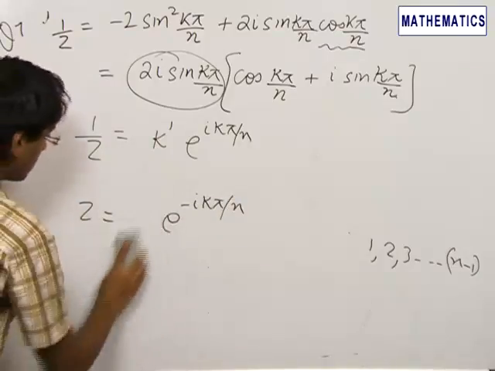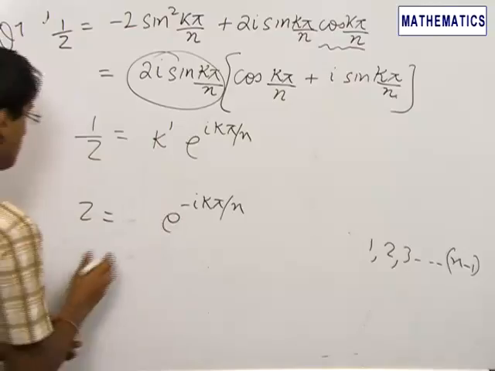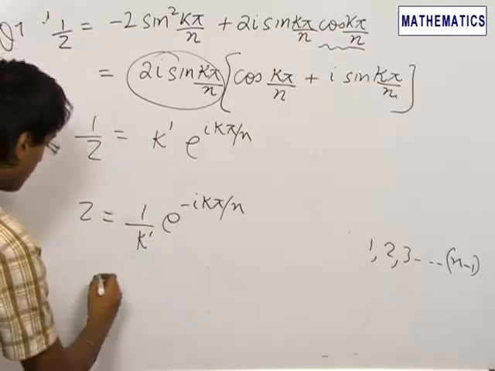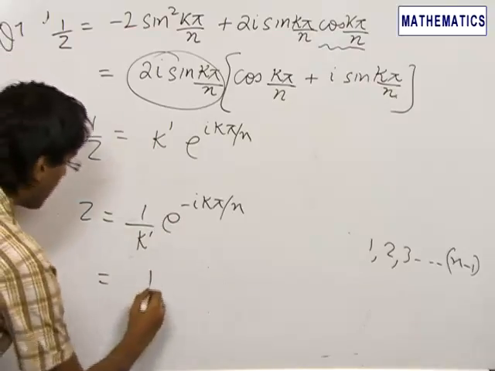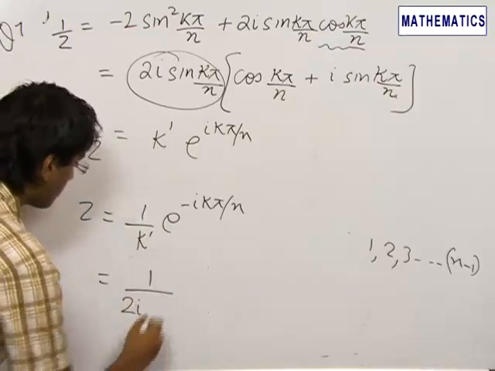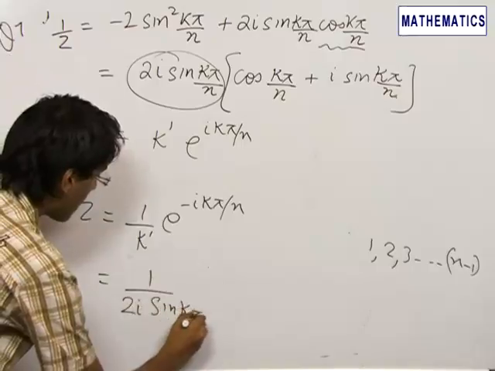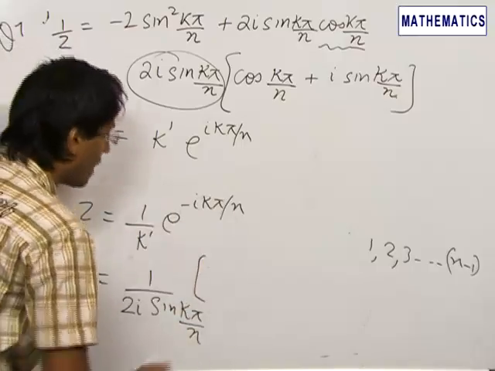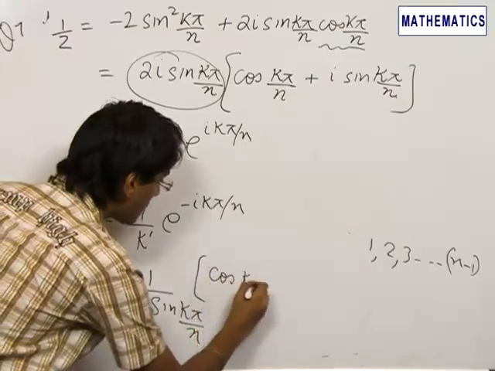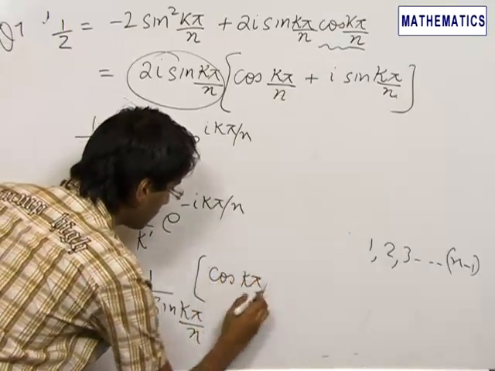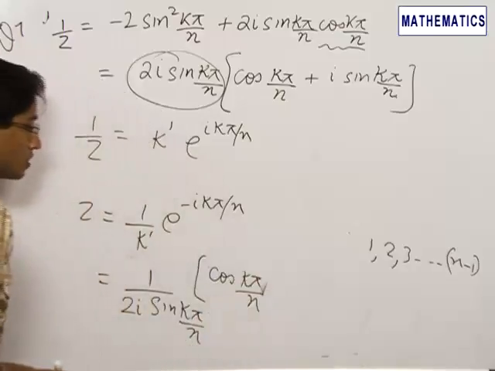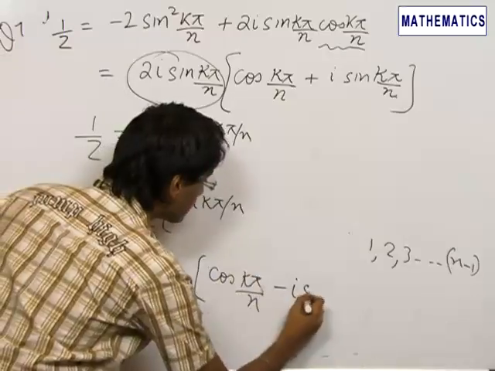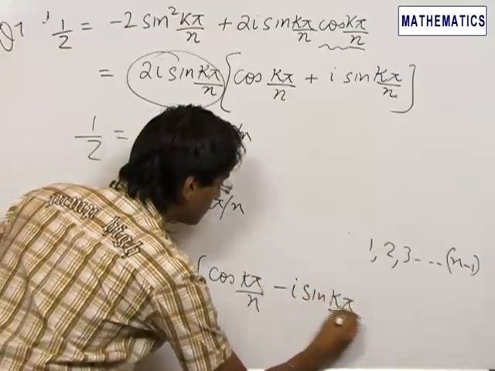or rather k'' is 1/k'. This becomes, k' was 2i sin(kπ/n), so z = 1/(2i sin(kπ/n)) into e^(-ikπ/n), which can be written as cos(kπ/n), since cos of a negative angle is equal to cos of the positive angle, minus i sin(kπ/n).